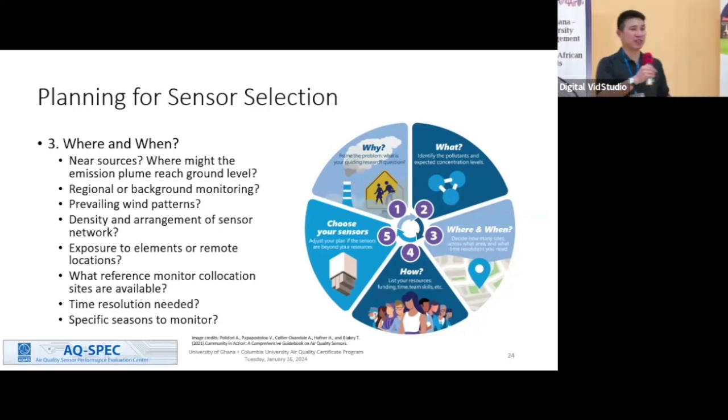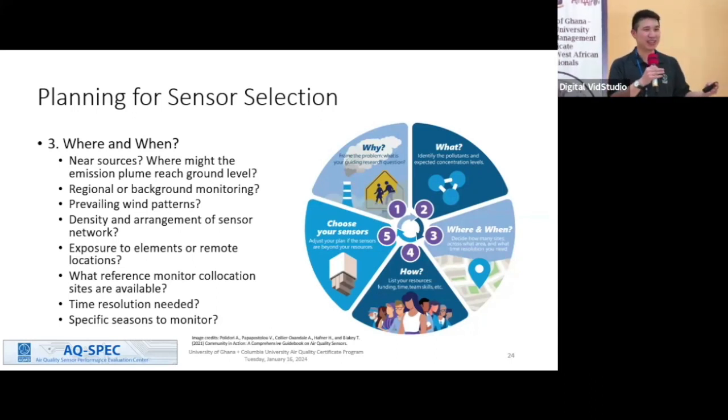Will your sensors be exposed to the elements like rain or severe dust or wind? Are they going to be in remote locations? And that might mean that you have to have solar panels for them to provide reliable power. This is a hard one, right? What reference monitor co-location sites are available? In the United States, we're very lucky that that's not really an issue. We can go find anywhere nearby and co-locate sensors, but that's not the situation in a lot of places.